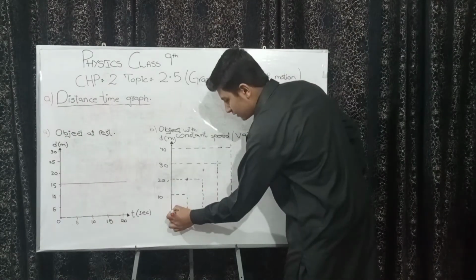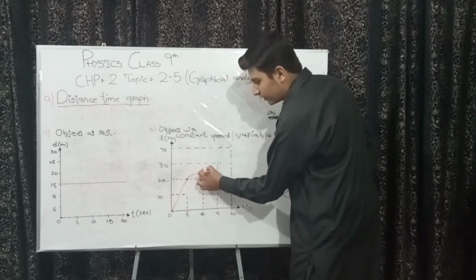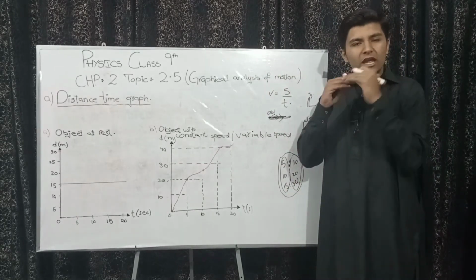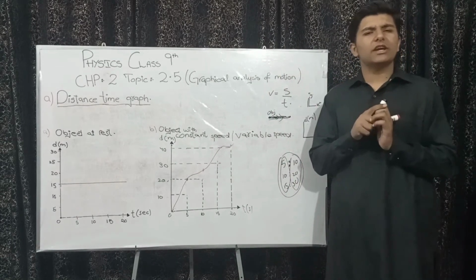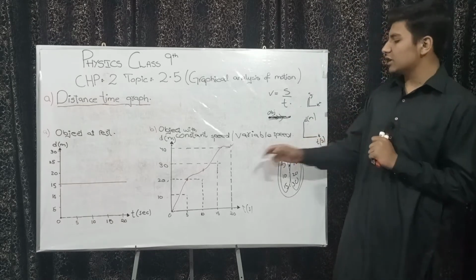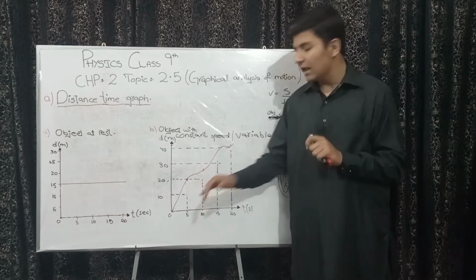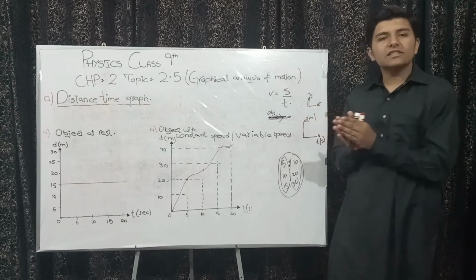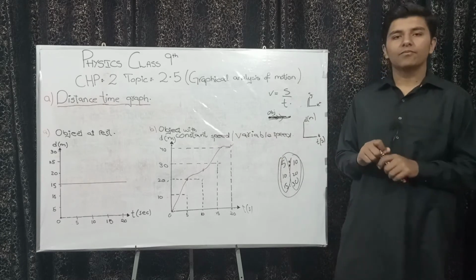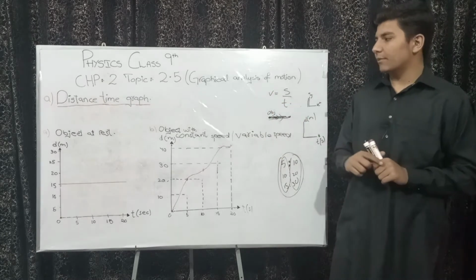It will be like this. It will go first straight, then curved, and then like this. The graph won't be equal, meaning the line won't be straight. It will have zigzags and bumps. For example, it's a bump. The line is not straight, it has ups and downs, so it is called variable speed. This is our topic, the distance-time graph.